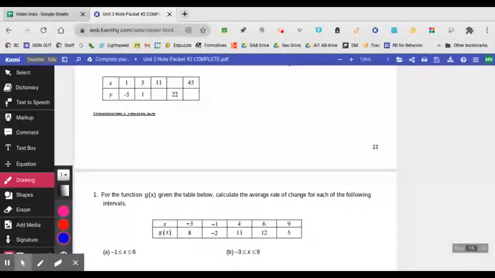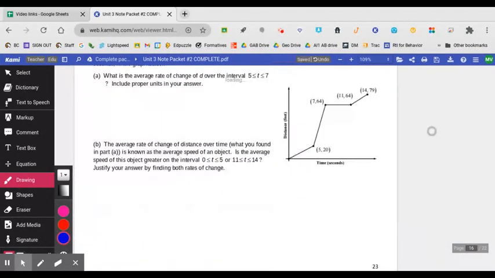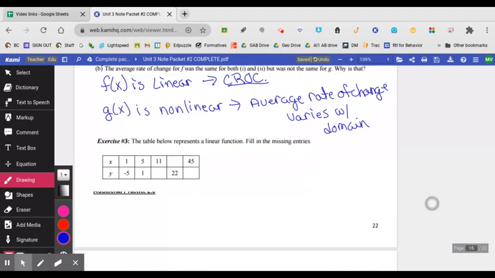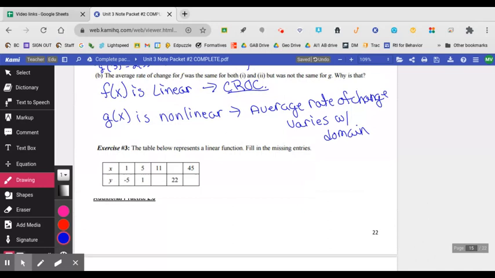So we have a couple more examples here that I want you to try. So pause and try them and come back and check.